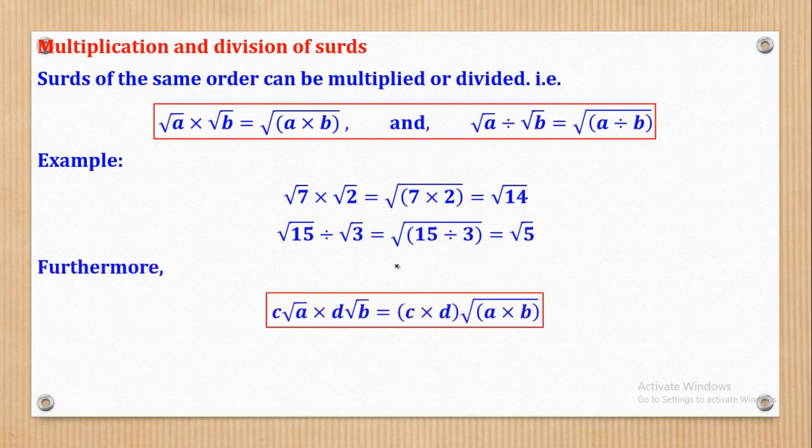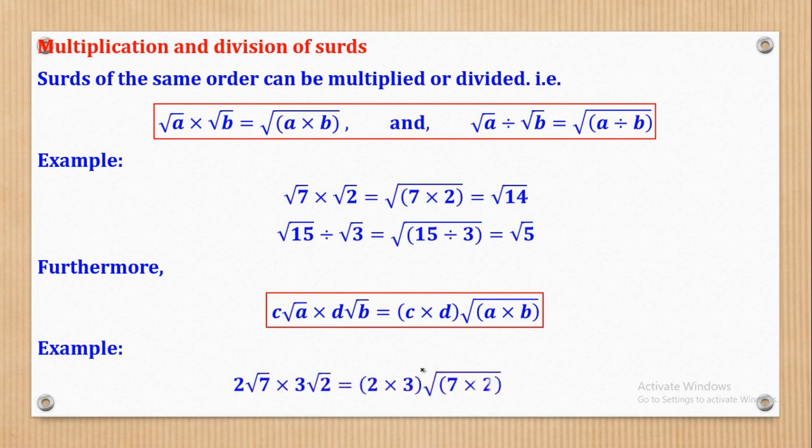Now furthermore, if I have some values which are outside the square root, they can also be collected together to come to be outside the one square root. For example, this c and this d are outside, so I'll first multiply c times d. Then for the square root I have a and b, so I'll put the a and b under one square root.